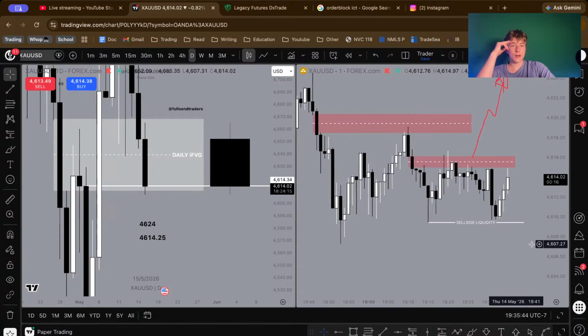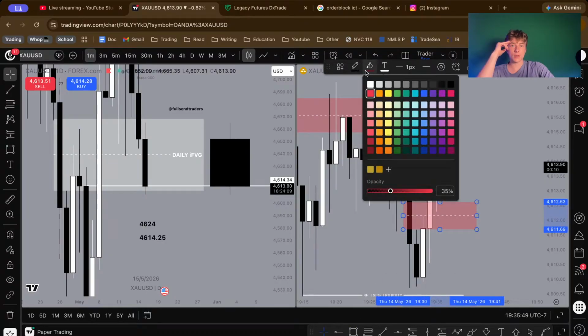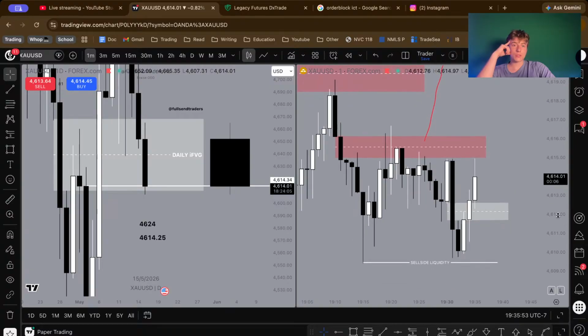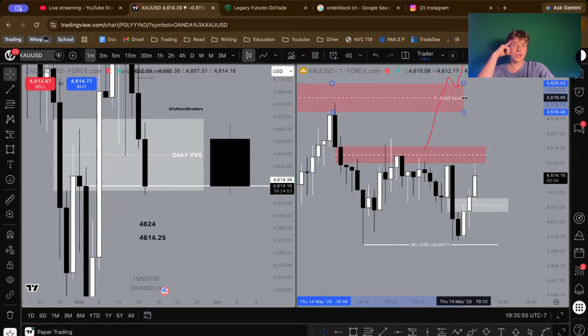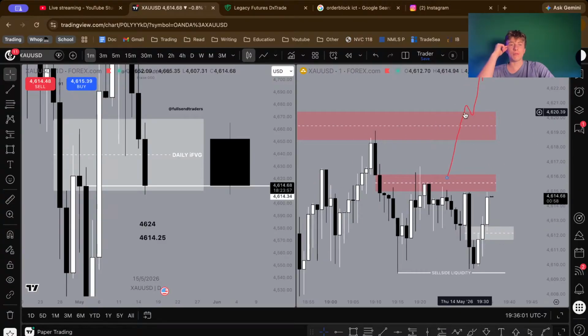Okay, we created an IFEG over here. We actually already tapped back into it and we're getting a rejection. Do you guys see that? Again, I wouldn't want to take a trade from this one, but if we ended up getting up here, then I would be interested in taking a trade. I'm going to sit through and try to wait for it to get up here because I do want to take a nice trade today.